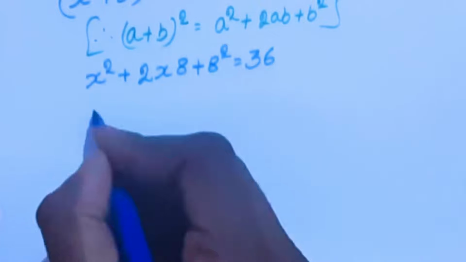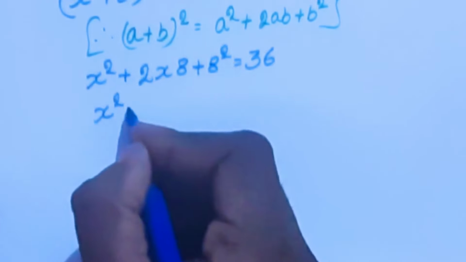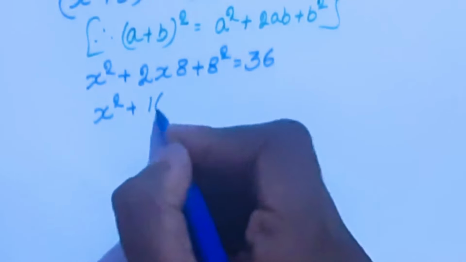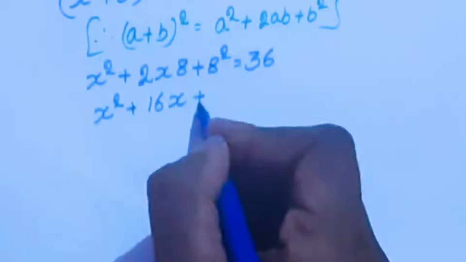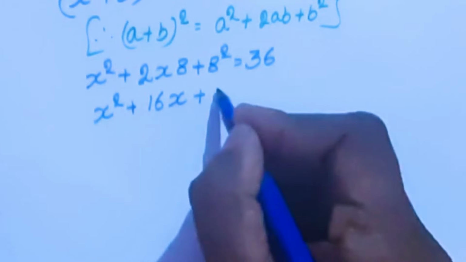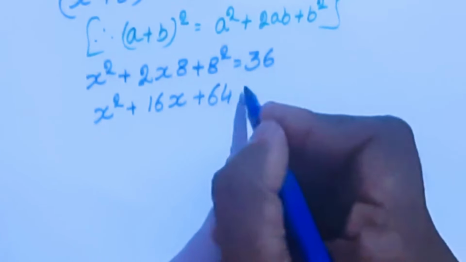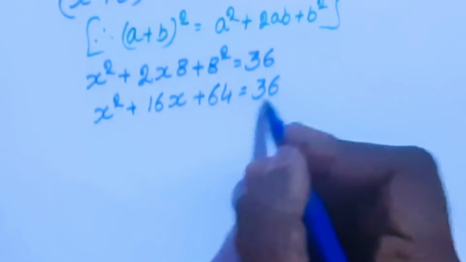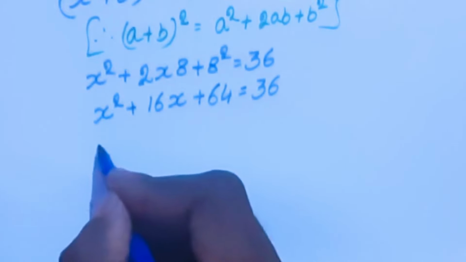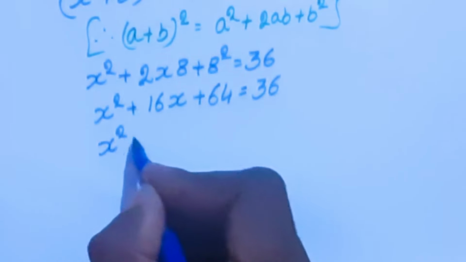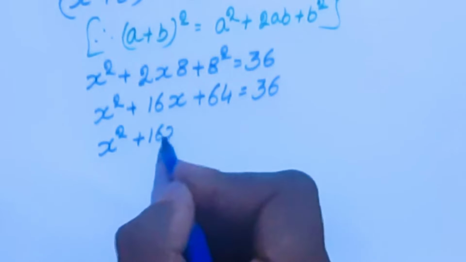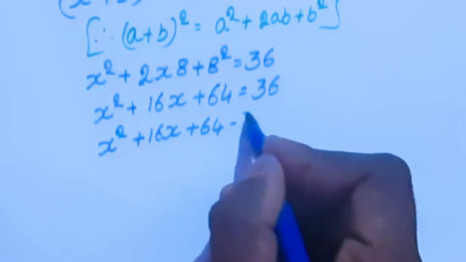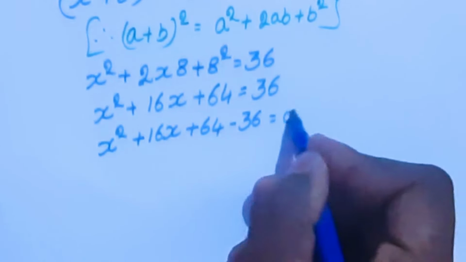Here, x^2 plus 2 times 8 is 16x, plus 8 squared is 64, equal to 36. Now we are moving this 36 to the left-hand side. So x^2 + 16x + 64 - 36 = 0.